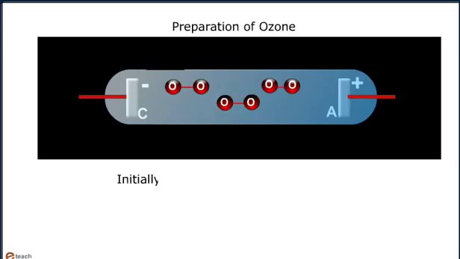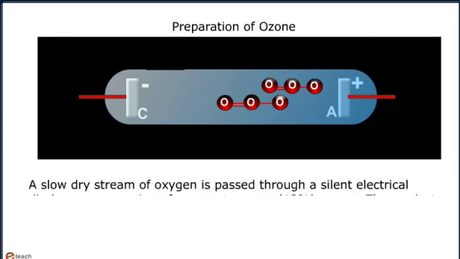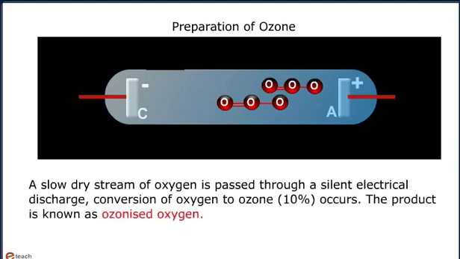Preparation of ozone. Initially, oxygen is present in the discharge tube. Observe that on passing the electric discharge, ozone is formed. A slow dry stream of oxygen is passed through a silent electrical discharge.